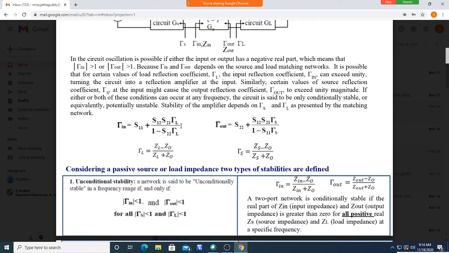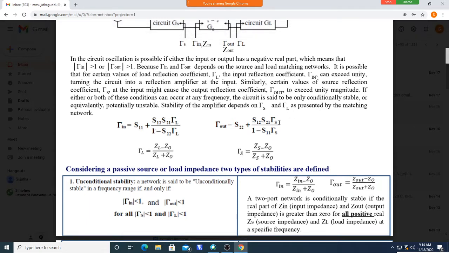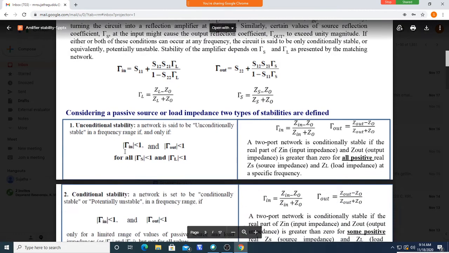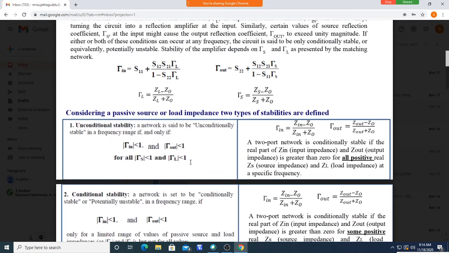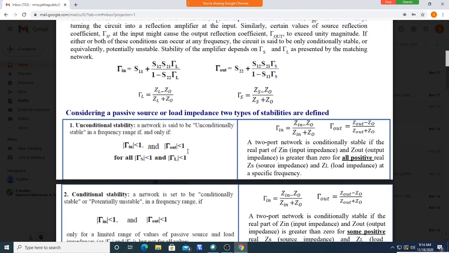Whatever the impedance you take, for all those values Γin remains less than 1. Similarly, you take any value over the Smith chart, we will have this Γout less than 1. If that is the case, then it is called unconditional stability. For all values of ΓS and ΓL, that means all values of ZS and ZL, Γin and Γout are lesser than 1. So automatically the entire Smith chart, whatever the impedance is there, gives the stable operation. You can use any value over that.